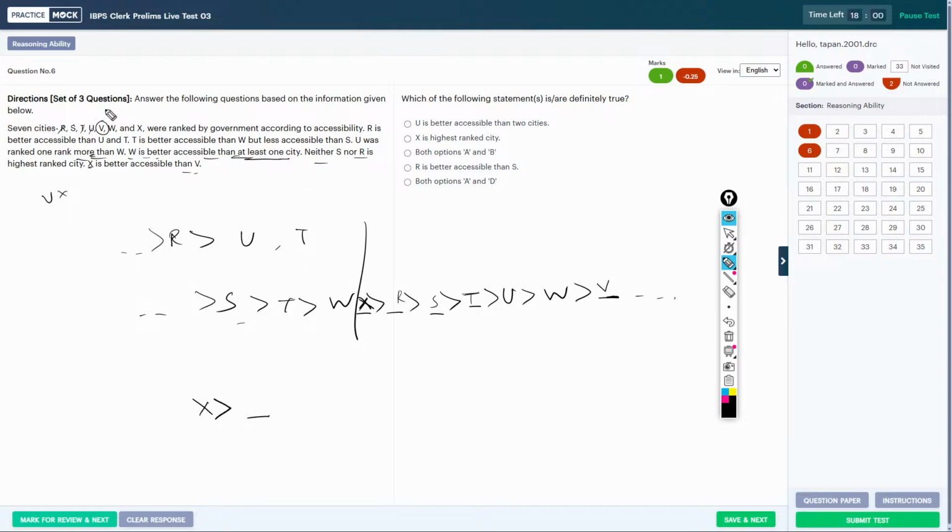But what's between R and S? R is more accessible than U and T. T is more accessible than W, but less accessible than S. U was ranked one rank higher than W. W is better accessible than at least one. Neither S nor R highest ranked.